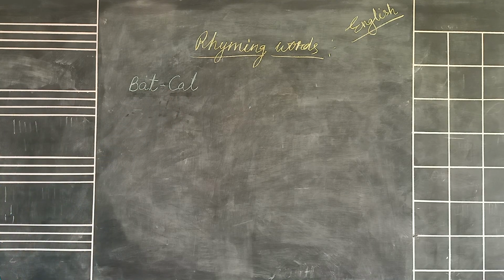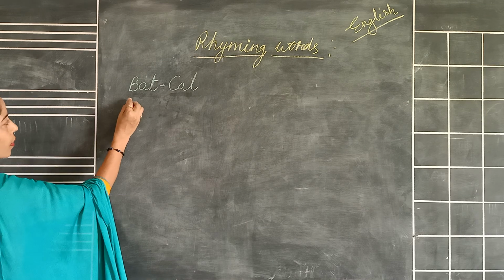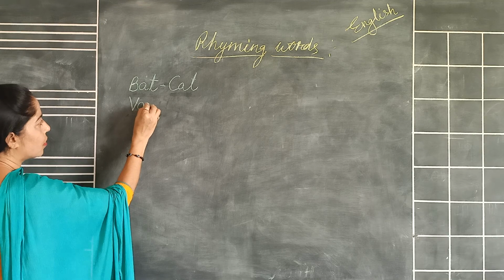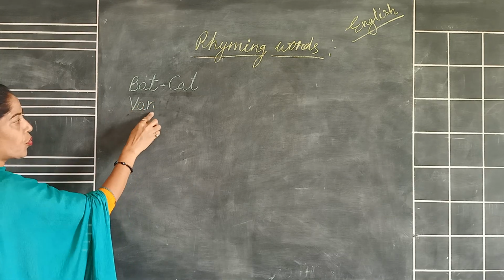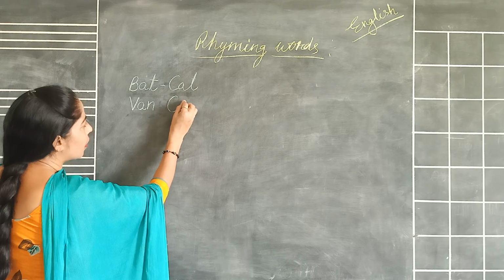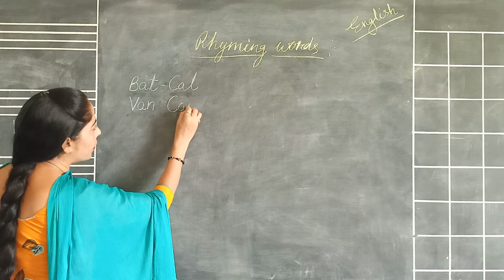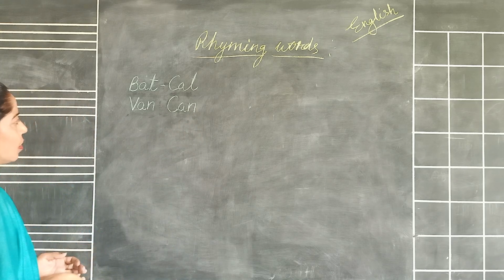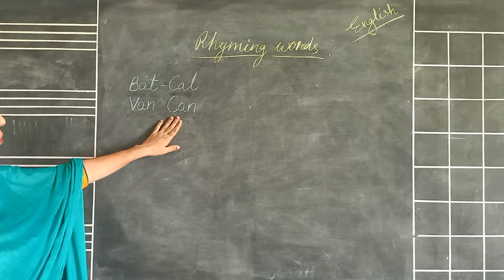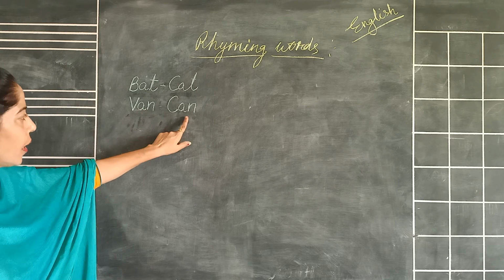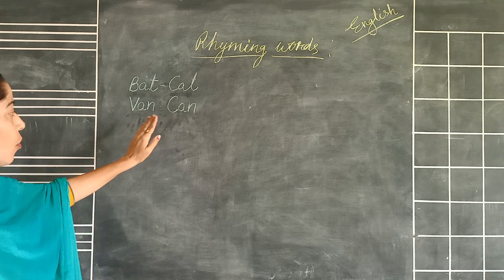For example, next one. V A N, van. C A N, can. These both words are giving the same ending sound. Van, can. Okay. Now next.